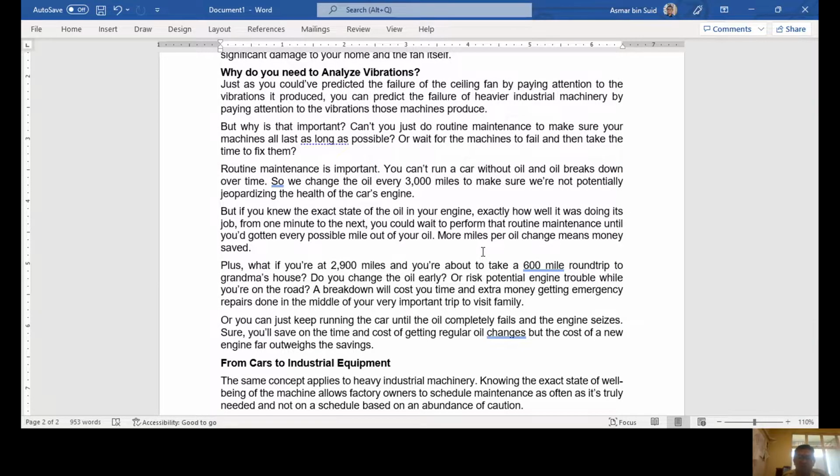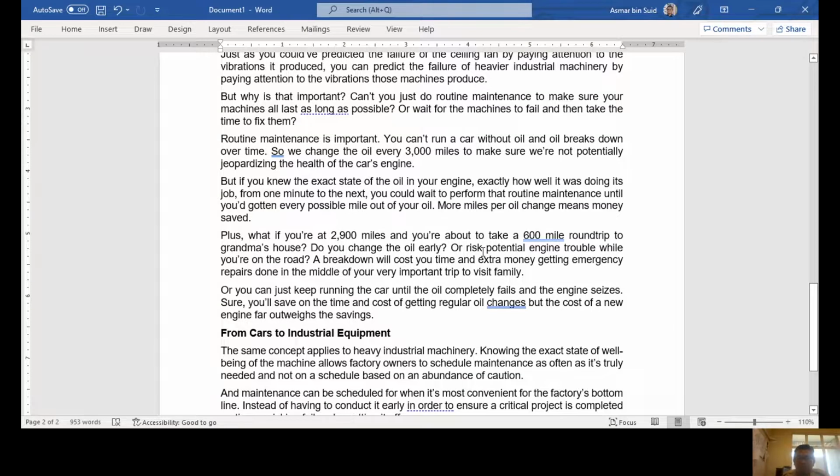your maintenance. This is what I've told the students before. This is very important for you to enter the industry. One of the methods is vibration analysis, to make sure that you can predict how long it will take before you need to run the routine maintenance.